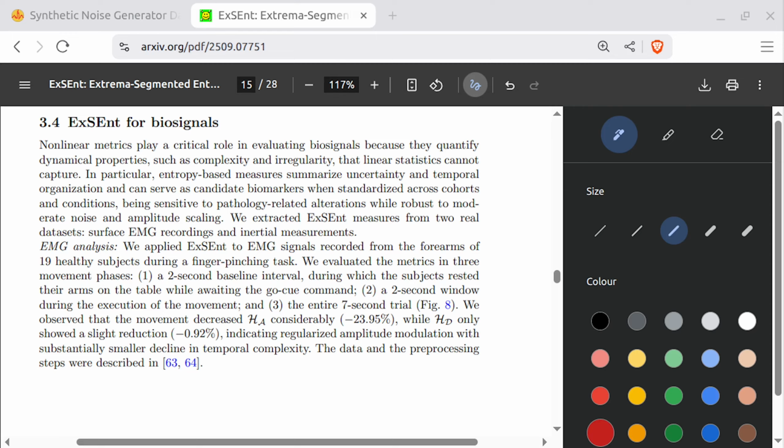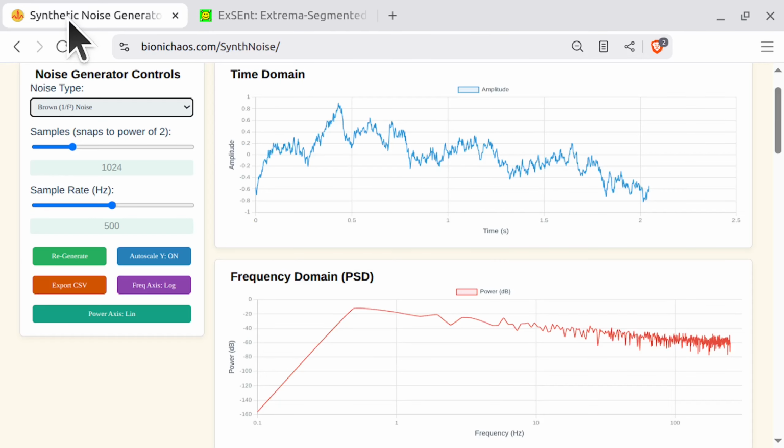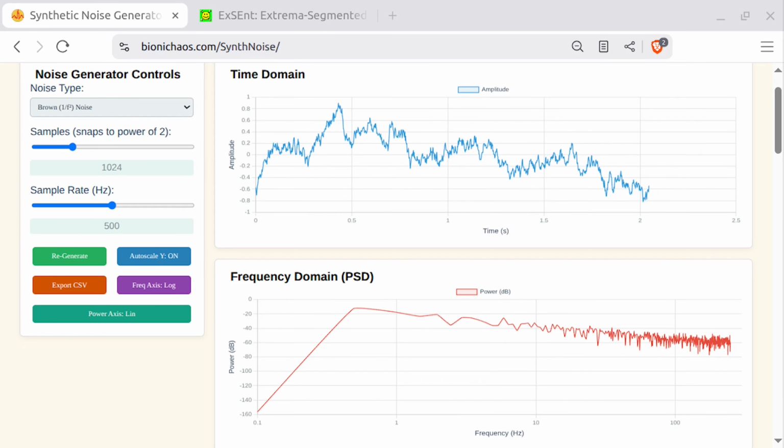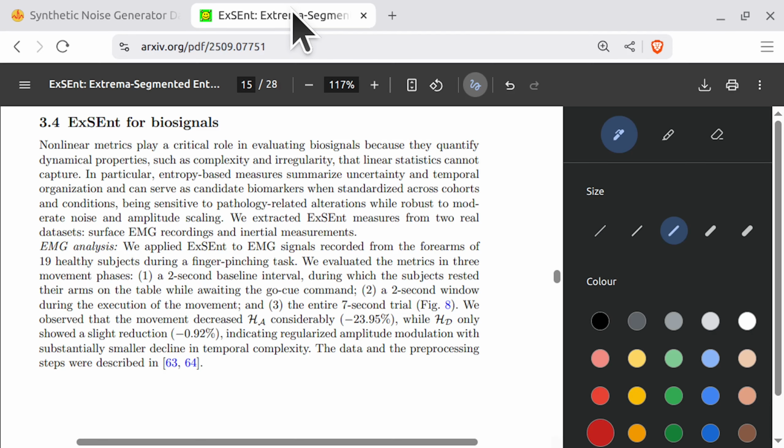This is important because changes in these complex patterns could be biomarkers, which are like early warning signs for diseases, or changes in how the body works. For example, the researchers used ExSEnt to analyze EMG signals from people's forearms while they were doing a pinching task. They observed how certain ExSEnt metrics, like HA and HD, changed during different phases of the movement. This helps them see how the complexity of the muscle signals changes with movement, and if those changes are normal or indicate an issue.